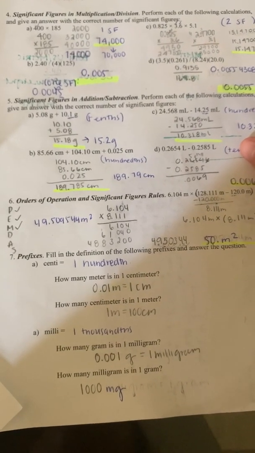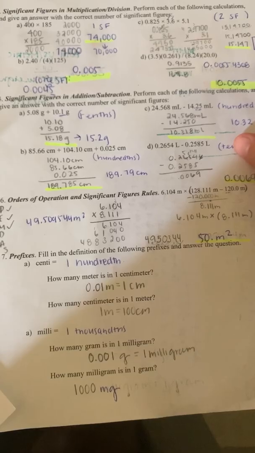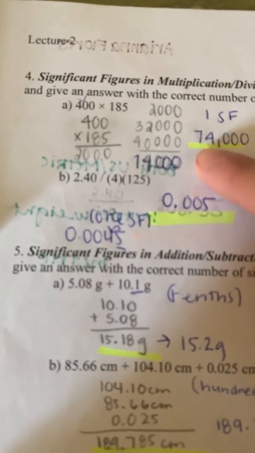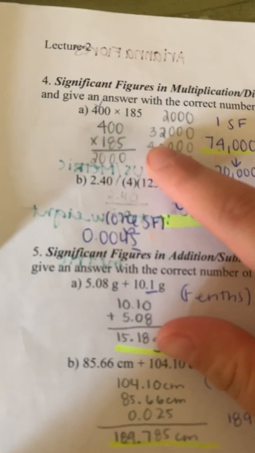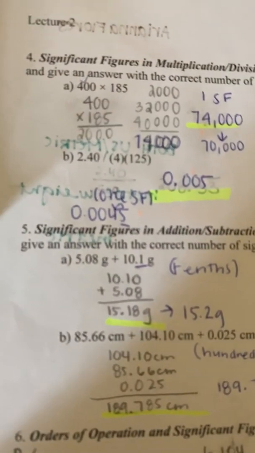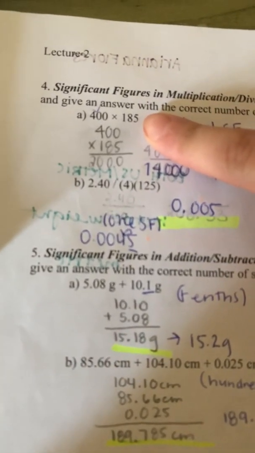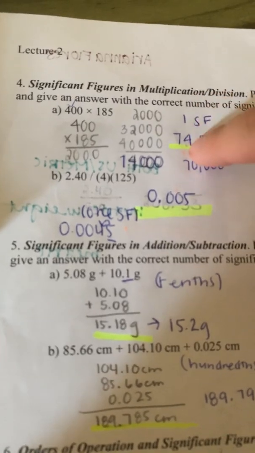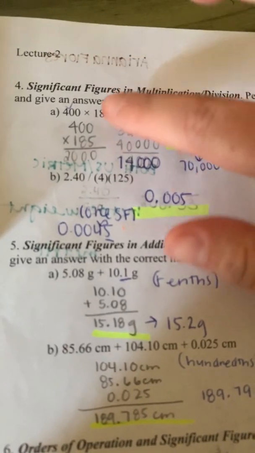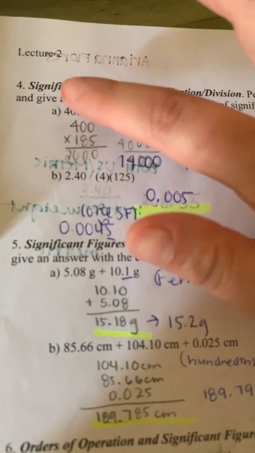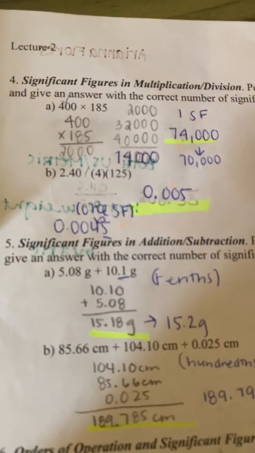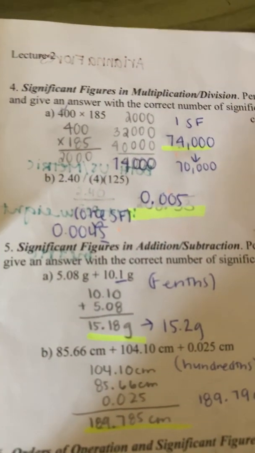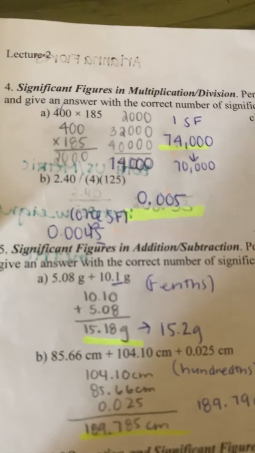Okay, so number 4, significant figures in multiplication and division. For these ones, for letter A, all I did was refer back to the rules of sig figs for multiplication and division. When you multiply, you take the smallest number of significant figures, and that's what's going to end up as your answer. So remember to count the sig figs before you do the problem, so once you have your problem, you know how many sig figs you need to have.